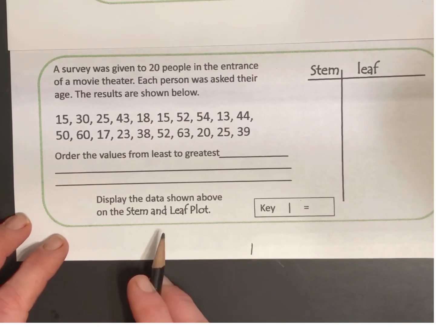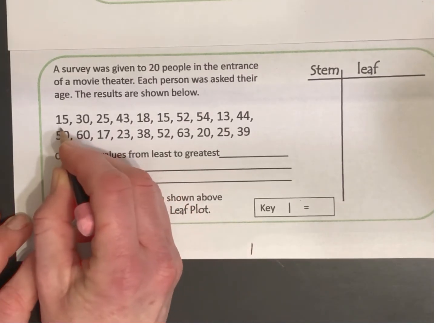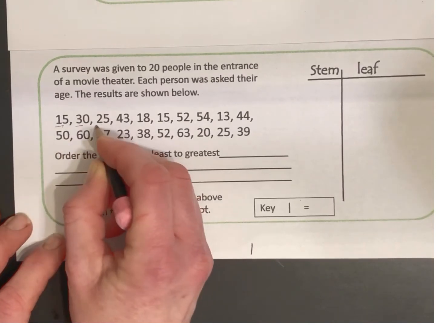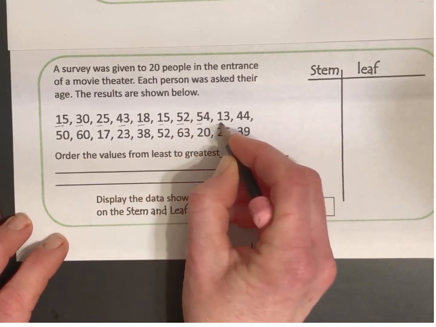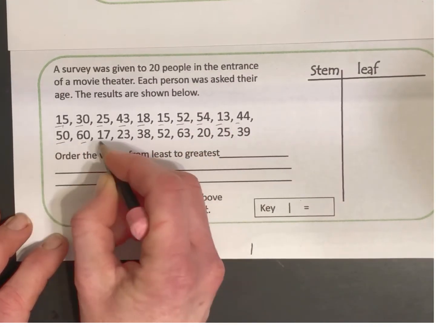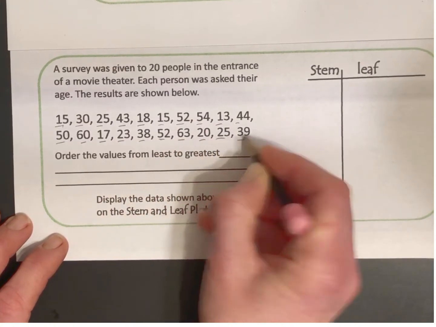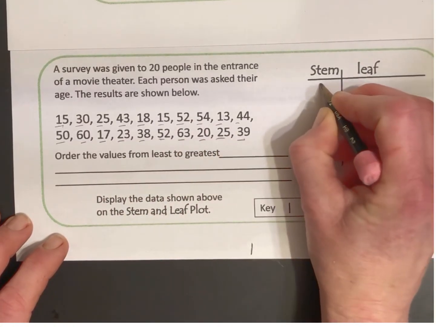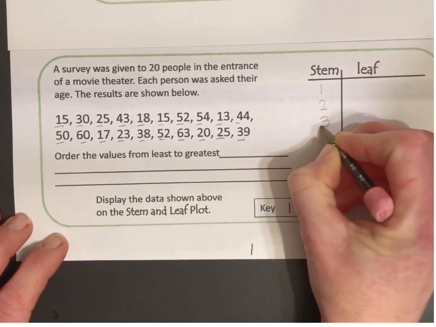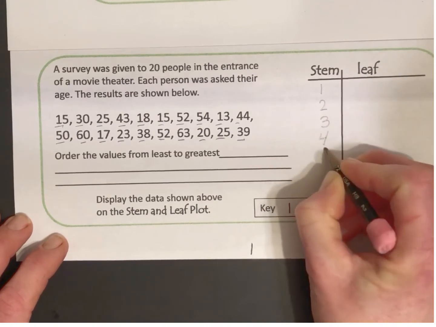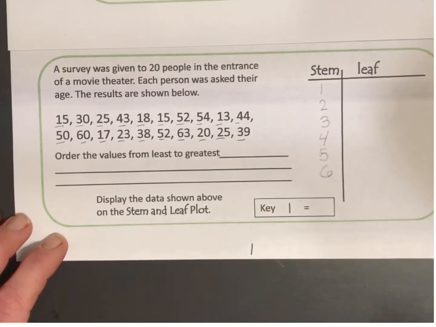And so the first thing that we're going to do is take a look at the numbers. So we've got 15, 30, 25. I'm just getting an idea for how I'm going to organize it. I note the first digit of all the numbers, just getting a feel for the numbers first. Based upon that, I can determine what my stems are going to be. I have numbers that start with 10, 20, 30, 40, 50, and 60. So my stems will be 1 through 6.